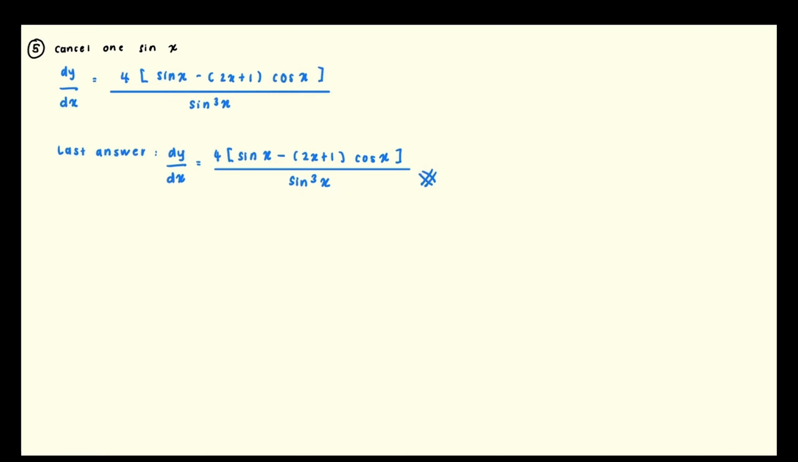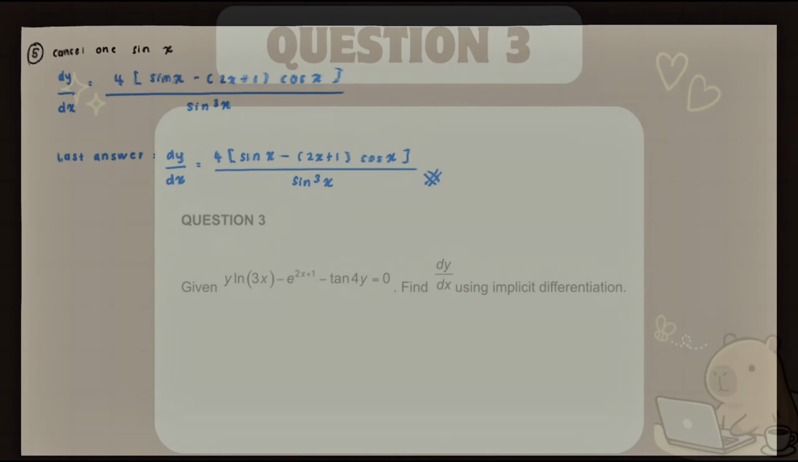For our final step, we can simplify the fraction by cancelling out 1 sin x from both the numerator and the denominator. The sin x on top cancels out, and the sin^4(x) on the bottom becomes sin^3(x). This leaves us with our final answer, which is dy over dx equals 4 times (sin x minus (2x + 1) cos x) divided by sin^3(x).